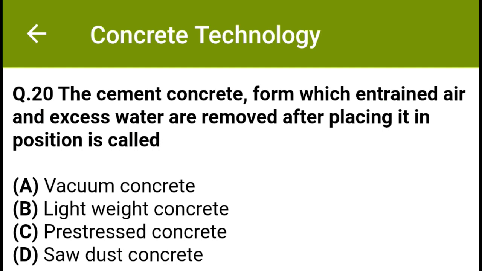The cement concrete from which entrained air and excess water are removed after placing it in position is called: option A, vacuum concrete, option B, lightweight concrete, option C, pre-stressed concrete, option D, sawdust concrete. The correct answer is option A, vacuum concrete.